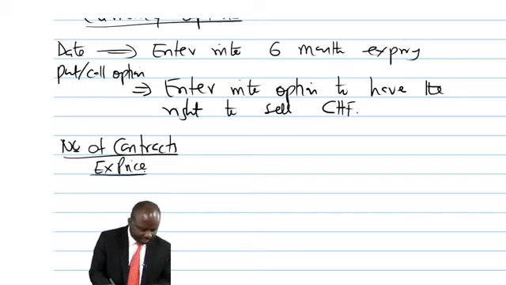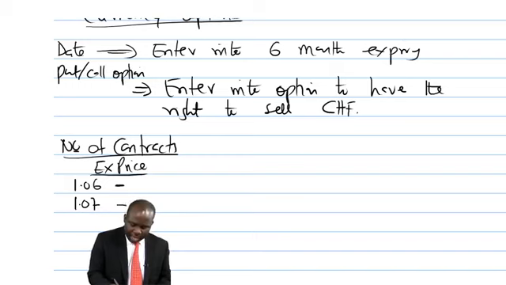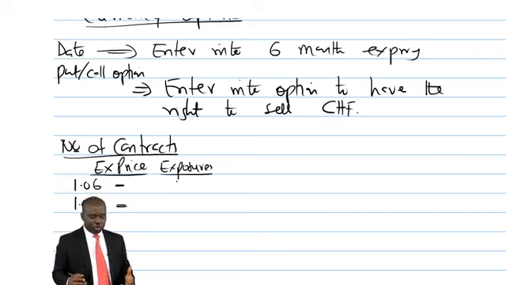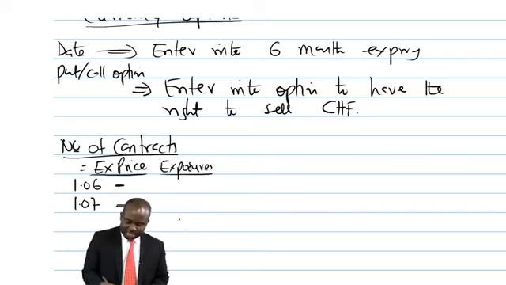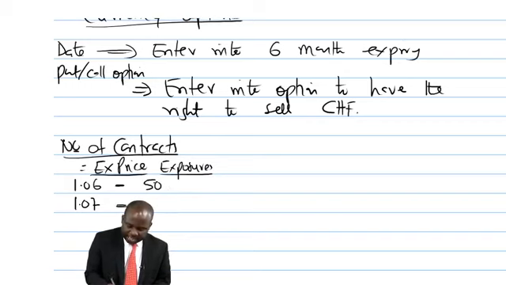My exercise prices here are simply 1.06 and then 1.07. Okay, what is my exposure? Nobody needs to write these headings. I'm teaching, that's why I'm showing you. Otherwise, you don't need these headings. My exposure is that I have to go and pay this amount in dollars.